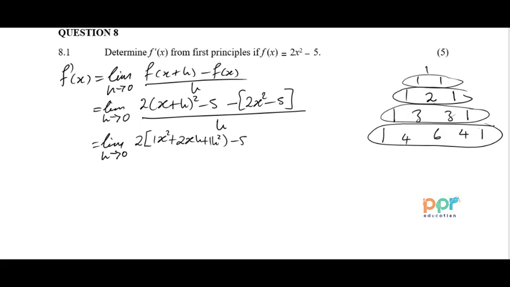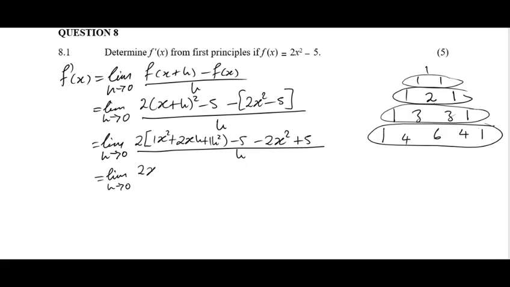minus 5. We remove a negative, I will have minus 2x squared. Negative times negative, I will have positive 5, all divided by h. So as the limit of h tends to 0, I need to remove two brackets la. This over no 2x squared, 2 times 2, 4xh, 2 times 1, 2h squared. Minus 5 no 5 back cancel no 0, let's give no minus 2x squared.